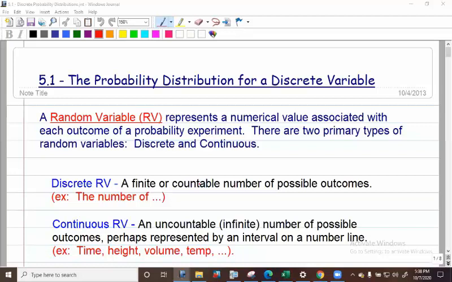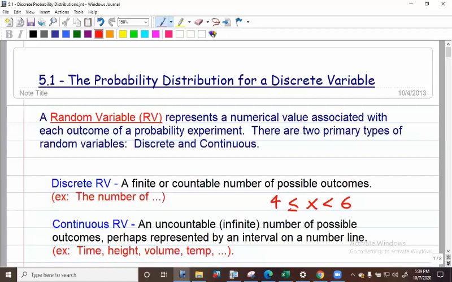Now, continuous means an uncountable, infinite number of possible outcomes, like those represented on an interval on a number line. Back in algebra days, you learned interval notation. I'll just scribble something down here. If you were talking about real numbers between 4 and 6, and I'll put the equals at one end, that means any theoretical real number fits in that interval.